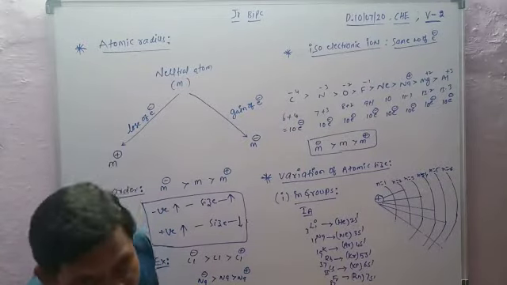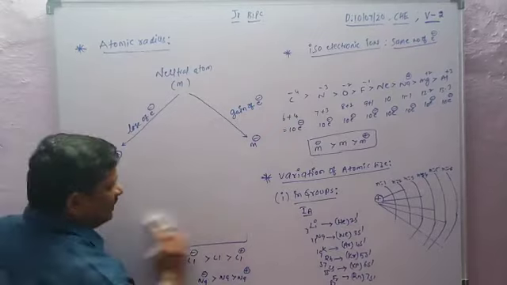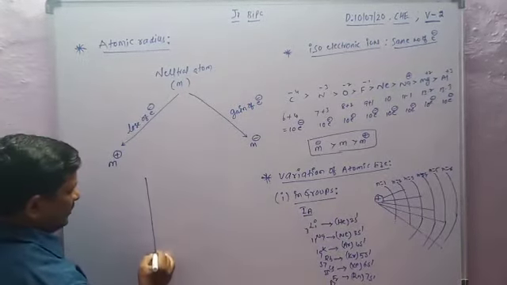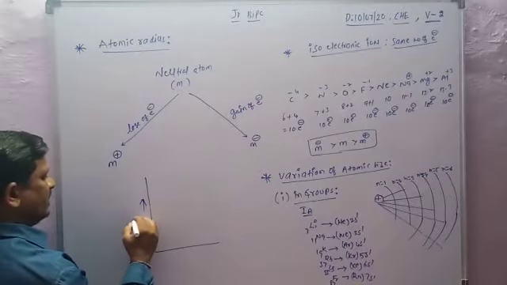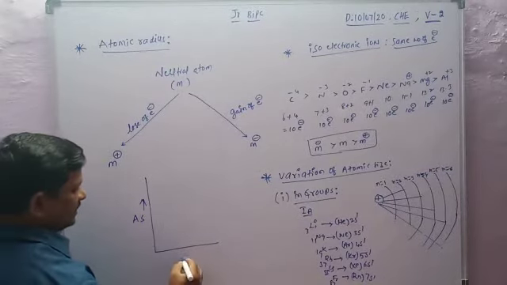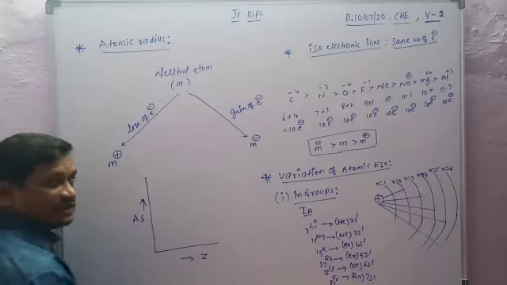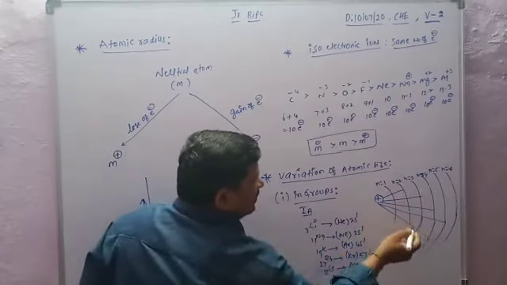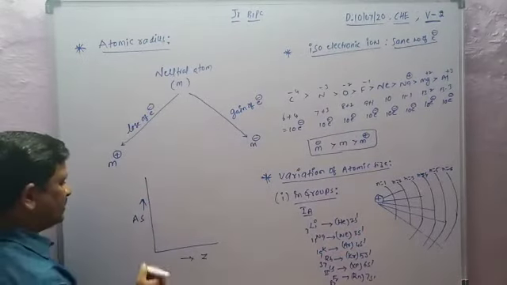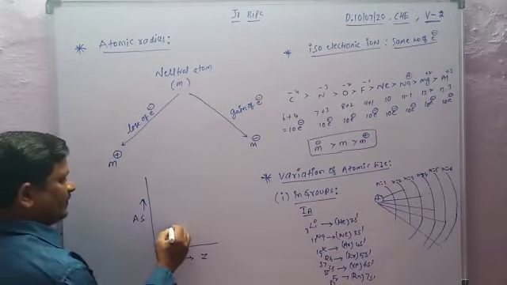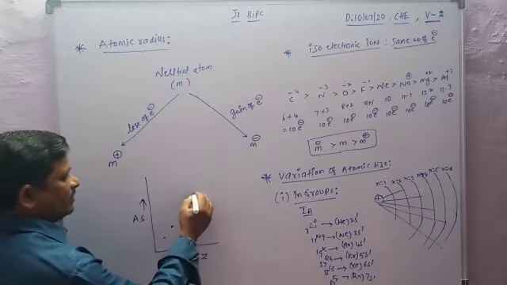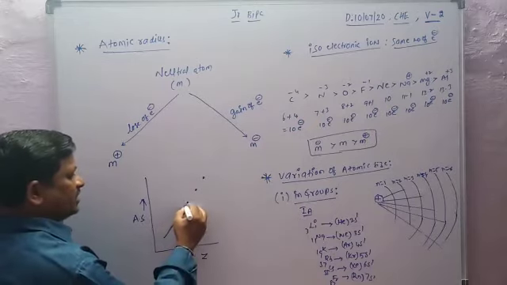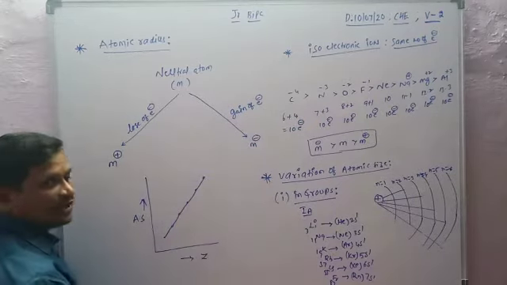It increases. This is explained with a suitable graph. Atomic size is taken on the y-axis and atomic number on the x-axis. If atomic number increases, size increases. Lithium, sodium, potassium, rubidium, cesium, francium, like that. It gives a straight line with a positive slope.